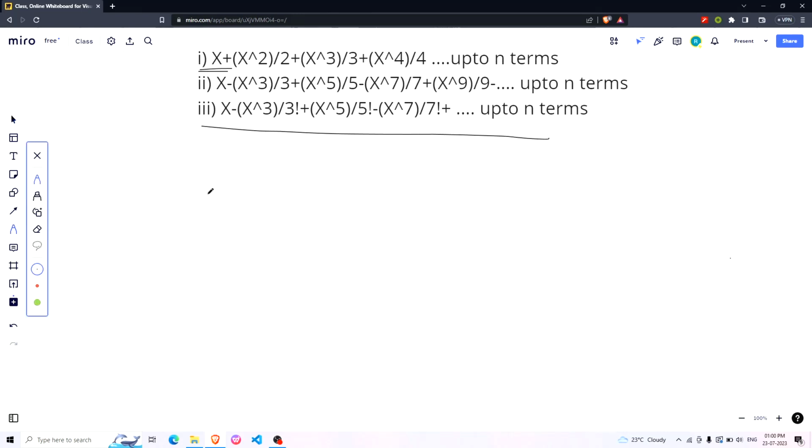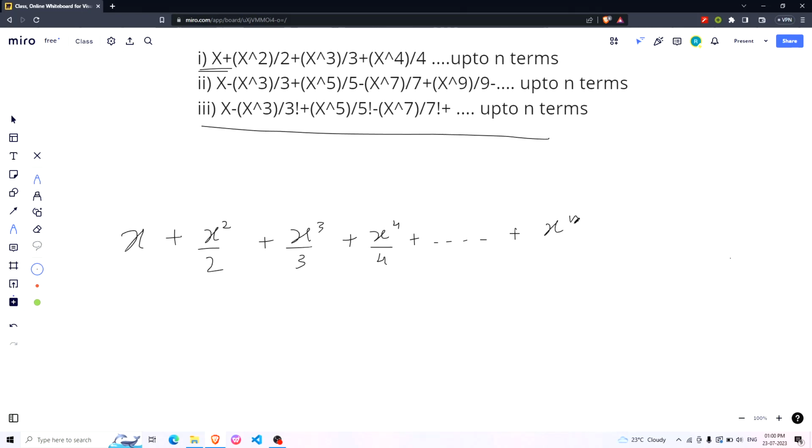So let's look at the first series very closely. It is x plus x square by 2 plus x cube by 3 plus x to the power 4 by 4, and this will go up to n. So if there are n terms, the final term will be x to the power n by n. So we have to find the sum of this series.